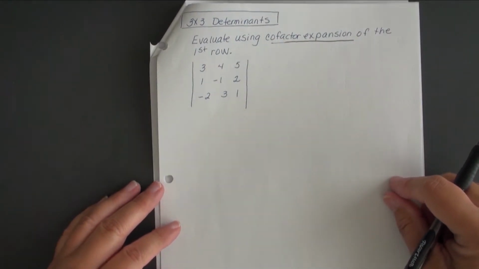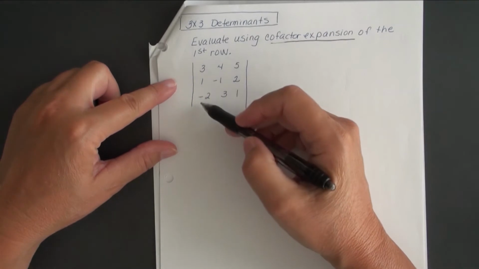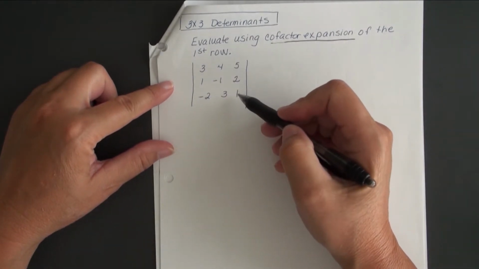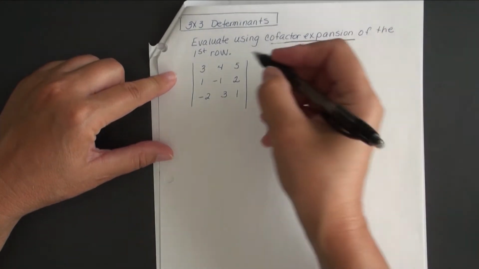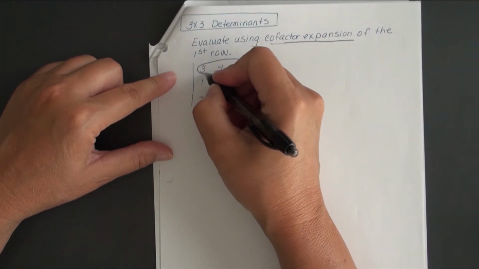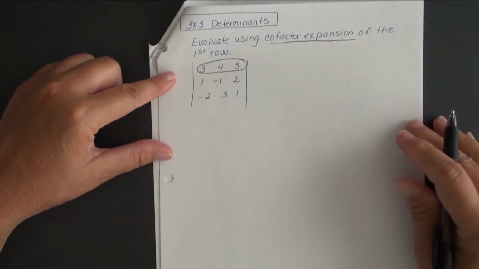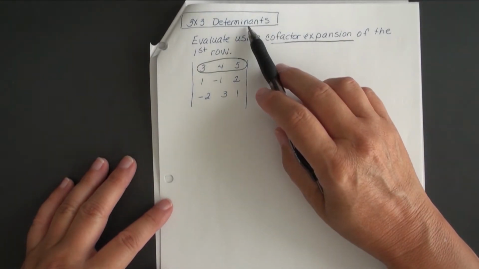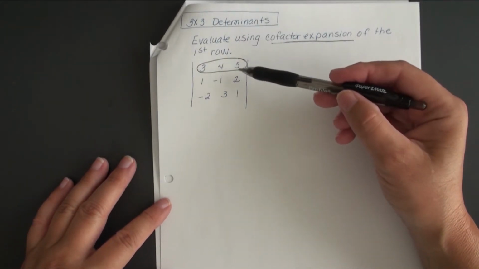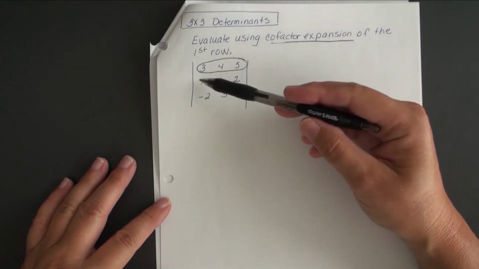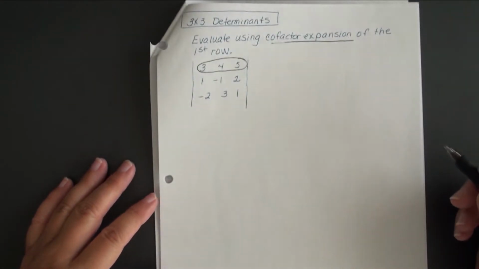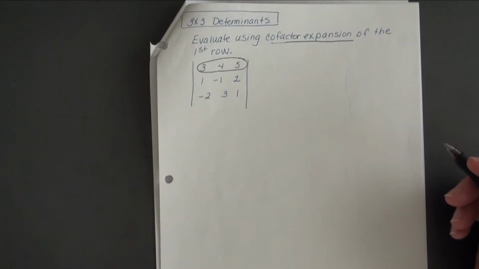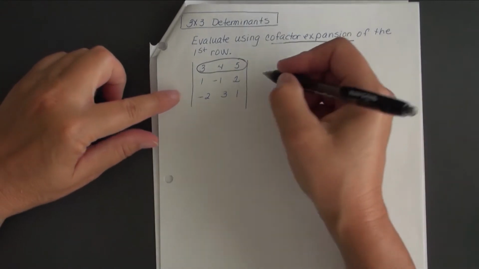So what we do is, first of all, you'll notice that this is 3 rows and 3 columns, and we're supposed to use the first row to expand this. Now, if you went into detail about ways to solve 3 by 3 determinants, you actually could use any row or any column, but we are going to use the first row only. Things change a little bit if you switch rows or columns. So this is what you do.